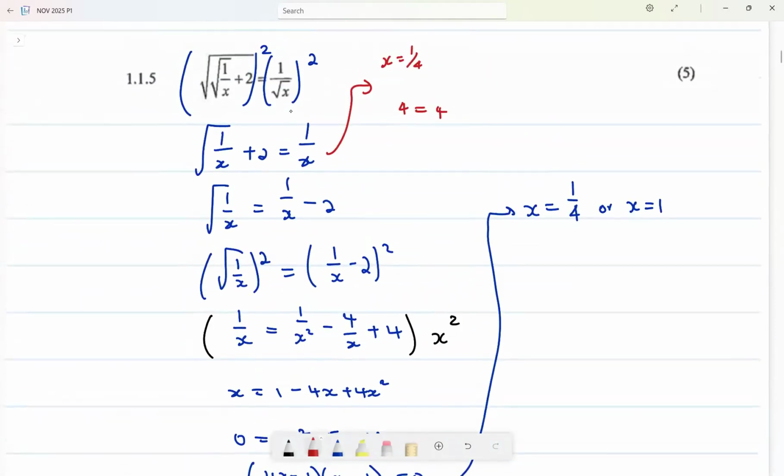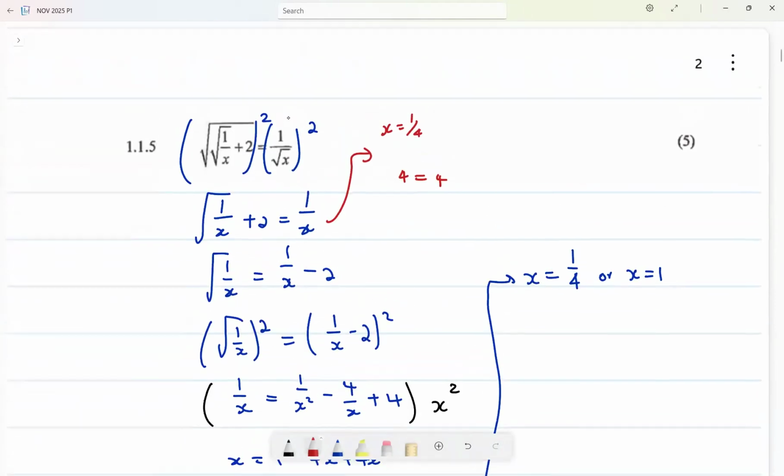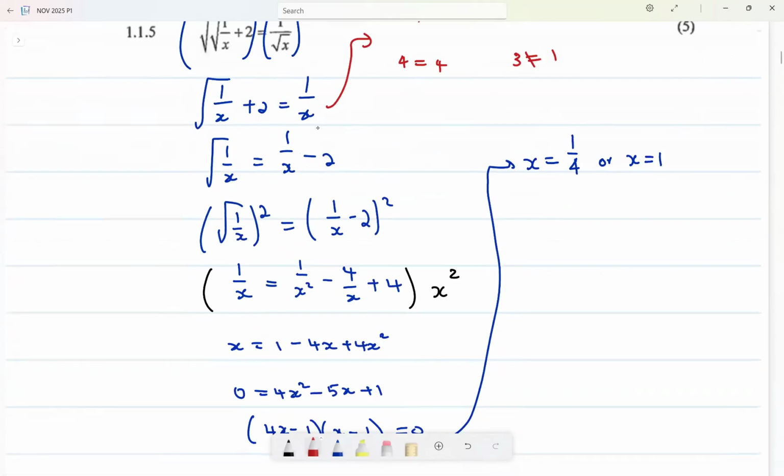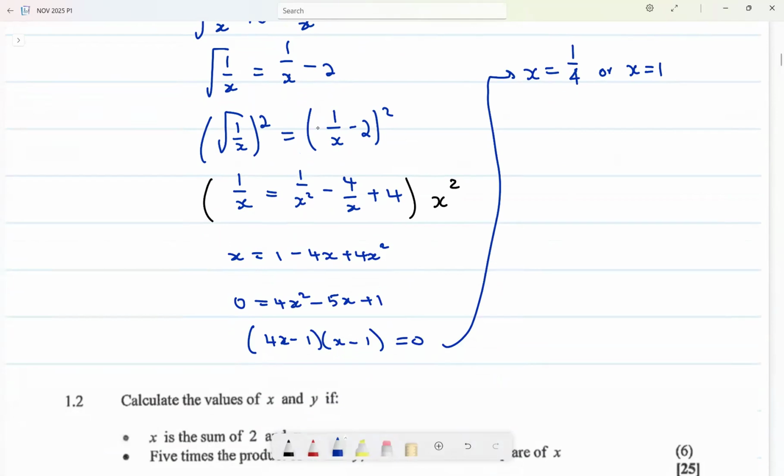And then let's see, when x is equal to 1, we're going to have 1 divided by 1, which is 1, plus 2, it is 3, and then 1 divided by 1. So this one is going to be 3, it is equal to 1. So this cannot be a solution. So x is equal to 1 is not a solution thereof.